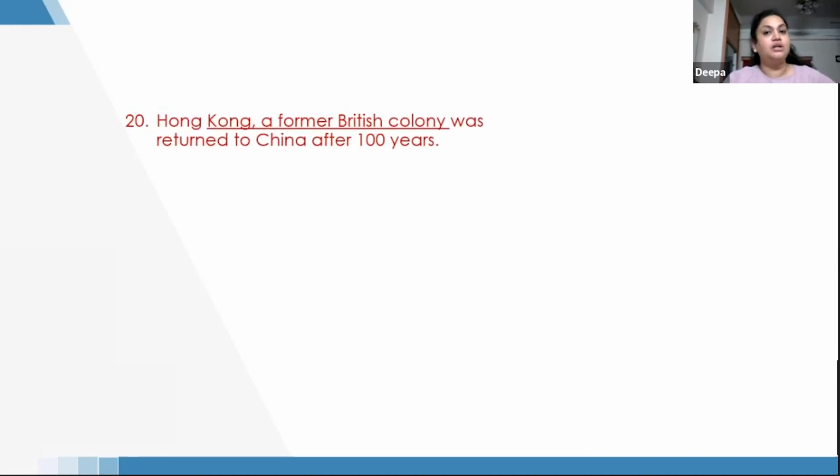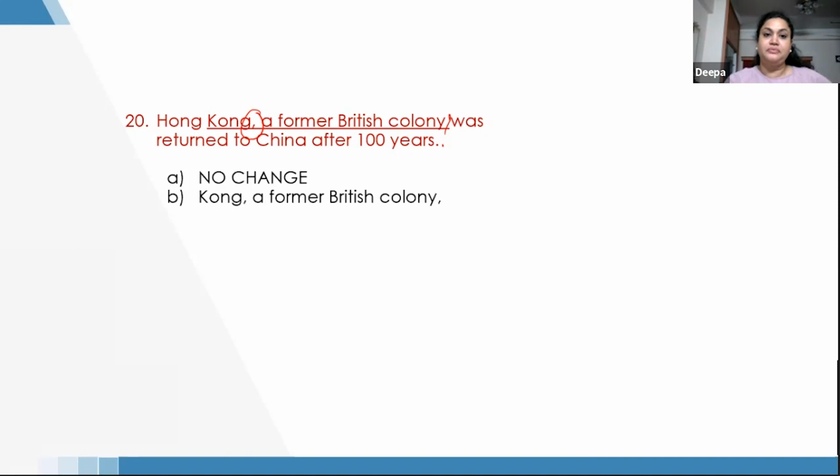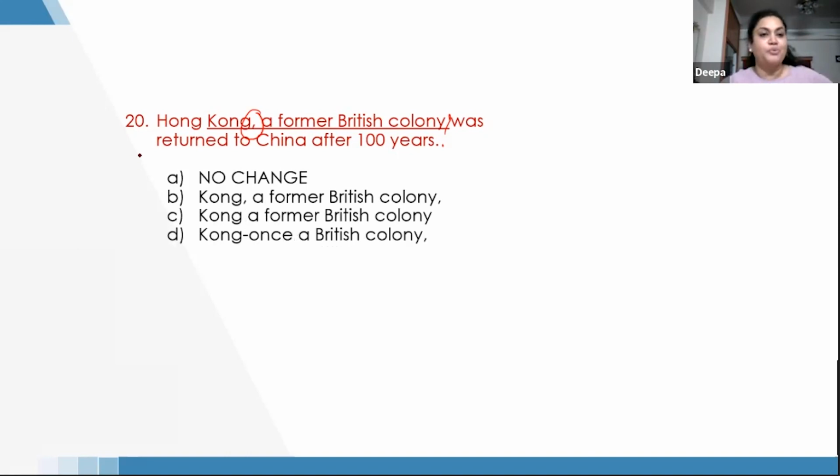Next question. Hong Kong, a former British colony, was returned to China after 100 years. Now here, I have a comma here. So therefore, I require something here. And because I already have a comma there, I would like to have something that is a comma. So therefore, let's look at the options. Yes, I have the option, and the option is B. Let's go to the next question.